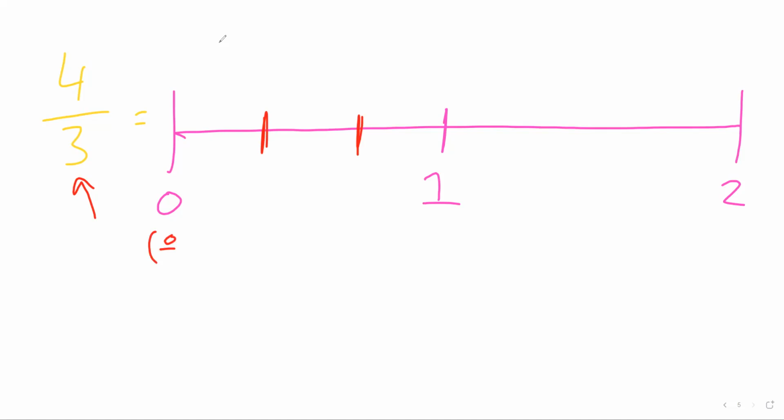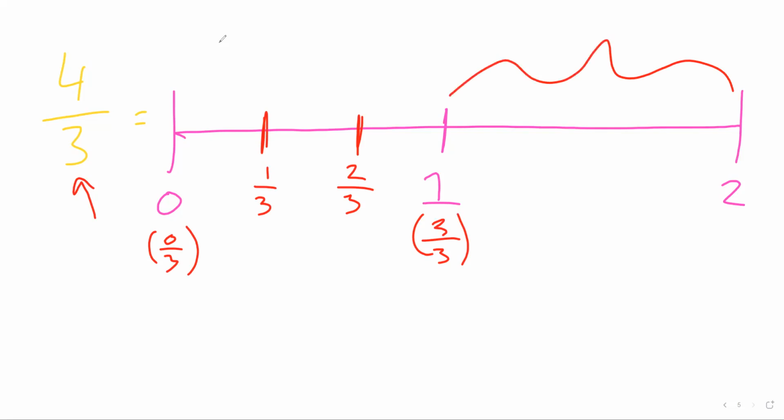So again, I'd have 0 out of 3 here, 1 out of 3, 2 out of 3, and this would be 3 out of 3. And then I'm also going to cut this whole, which is the number 1, and the number 2, I guess is the way to think about it. I'm going to cut that into 3 parts. So if this was 3 out of 3, this would be 4 out of 3, this would be 5 out of 3, and this would be 6 out of 3.